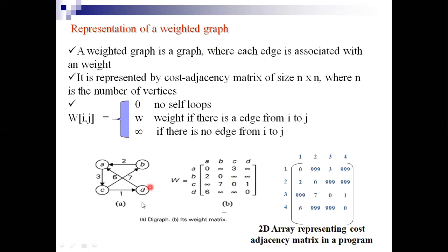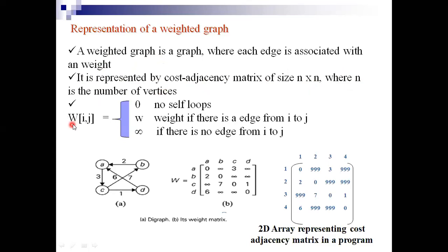So when we have a weighted graph, how do we represent it and how is the same representation done in a program? We'll just look into it. So what is a weighted graph before that? It is a graph where each edge is associated with a weight. And the weighted graph is represented by a cost adjacency matrix, which is of size n cross n, where n is the number of vertices.